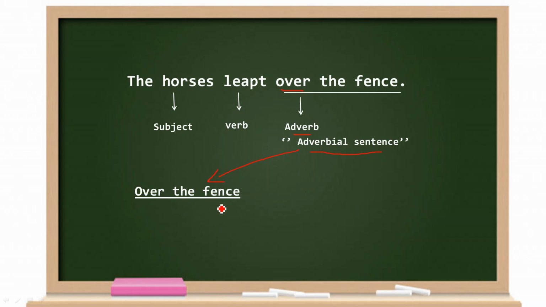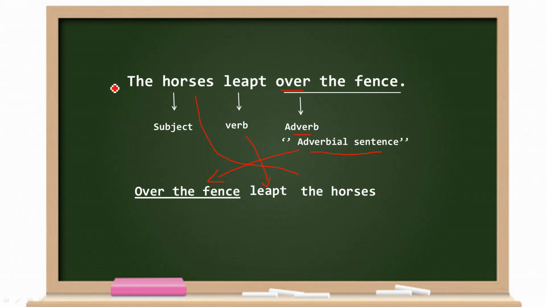الجملة. And then with the verb, نقوم بإنزال الفعل leapt. And after that we have the horses. الفاعل يصبح في نهاية الجملة. فتصبح معنى الجملة فوق السياج قفزت الأحصنة.